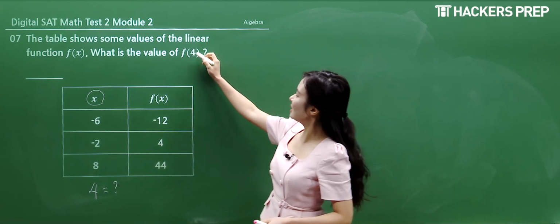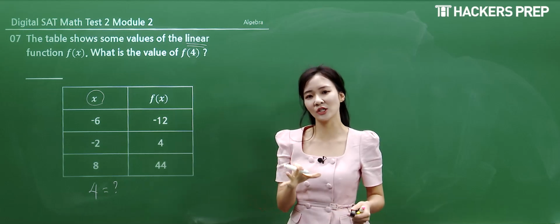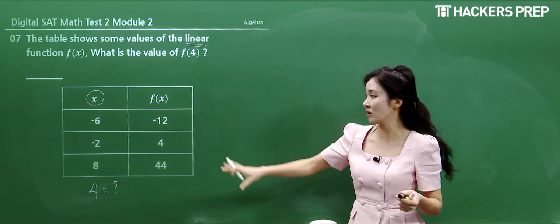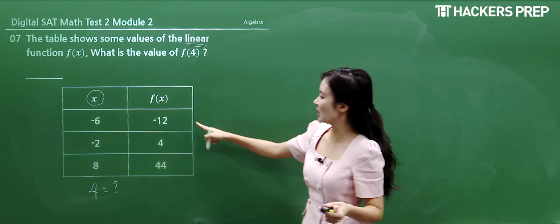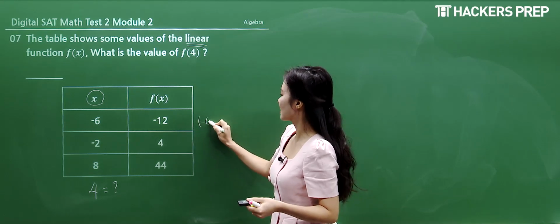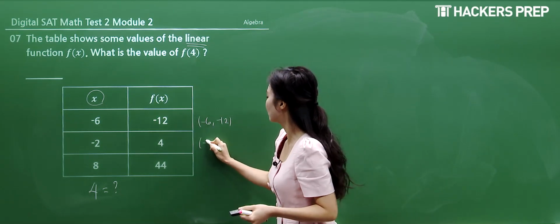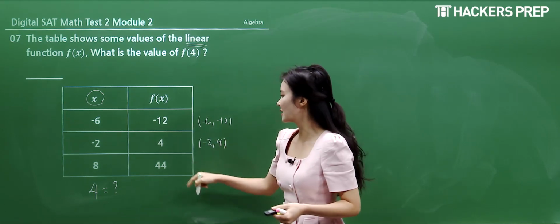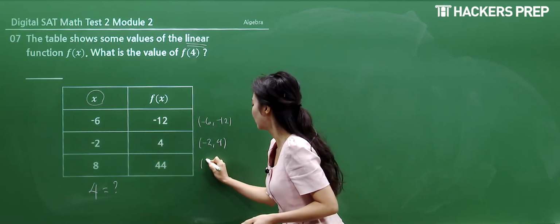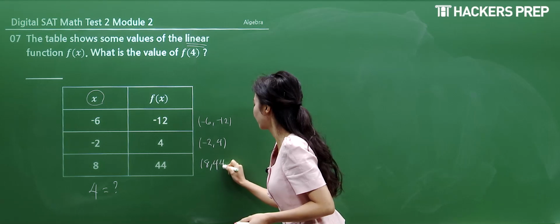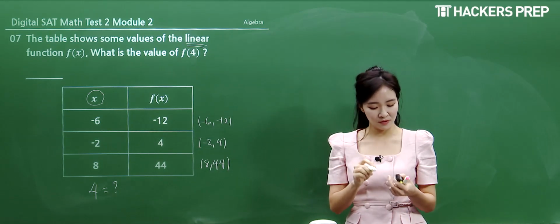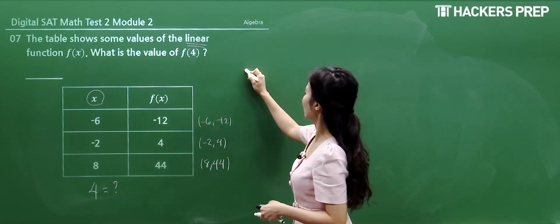Now, because it says it's a linear function, we can actually set up a formula for this graph. So in this case, this is considered -6, -12. This is -2, 4. And this is 8, 44. The first step would be to solve for the slope, right? Okay, let's solve for the slope.